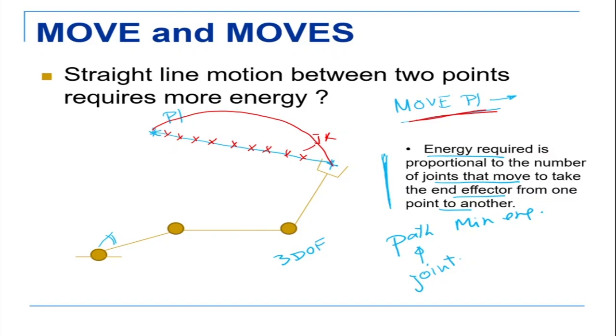That is why we need two commands, depending on what the robot is doing and how much energy consumption is there. Say, for example, if the robot is somewhere else in space, doing something else, then it has to come here, then it has to come here. So you can combine your MOVE and MOVES statements such that you use MOVES only when required, not otherwise.